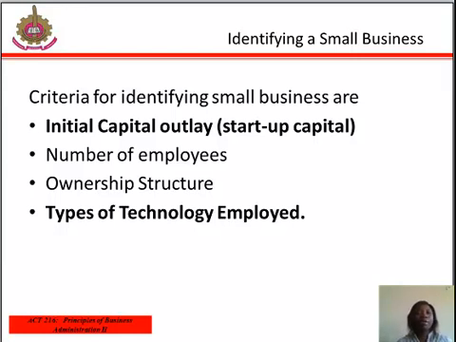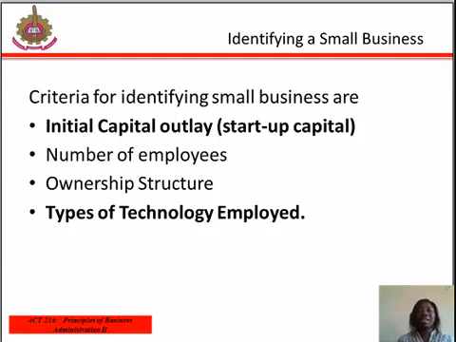For example, with as low as 10,000 naira, the following businesses can be set up: a newspaper vending business, a phone call center, a pure water distribution business, and a street hawking business. So the initial capital outlay, that is the startup capital, is part of the criteria in identifying a small business.